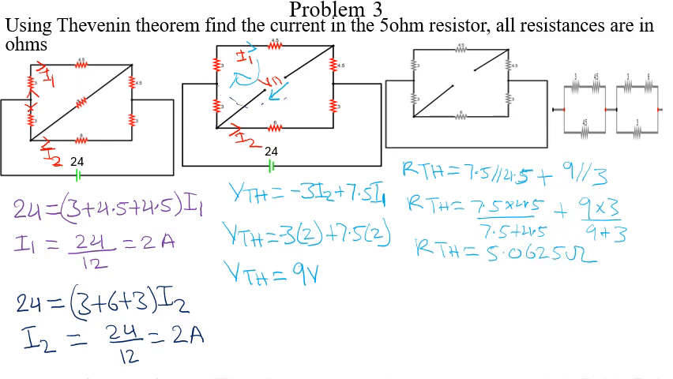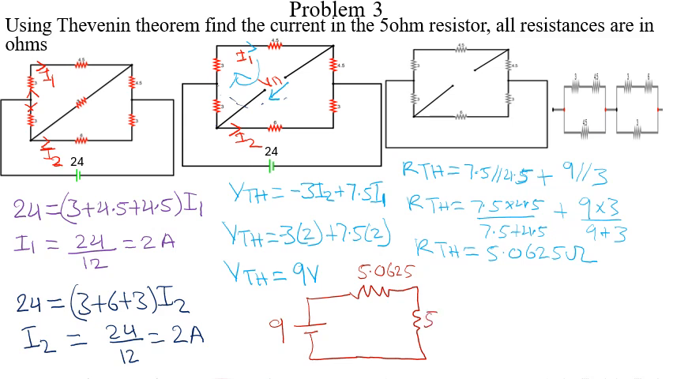Then after doing this, we'll draw our Thevenin equivalent circuit. Drawing our Thevenin equivalent circuit is a Thevenin voltage in series with our load resistor. So our RTH is 5.0625, our VTH is 9, and the resistor we removed was 5 ohms.